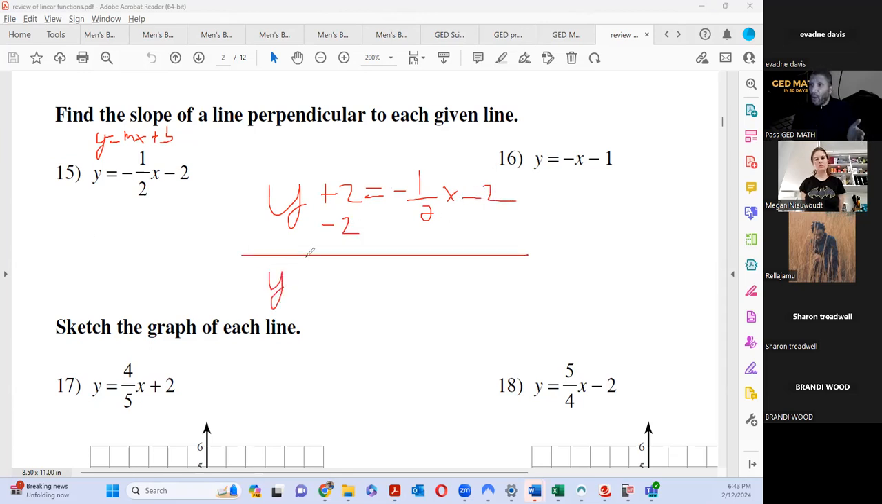Now, bring down my y. My 2's cancel. I bring down my equal. I bring down my minus 1/2 x. I bring down my minus 2. Is it in slope intercept form now? Yes. What is my slope? -1/2. What's my y-intercept? -2.